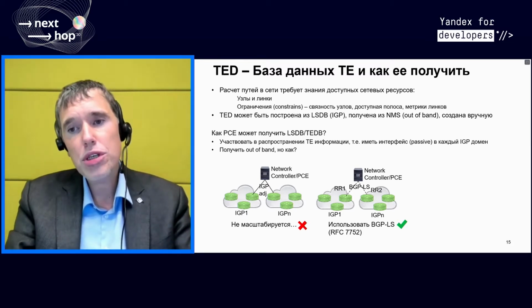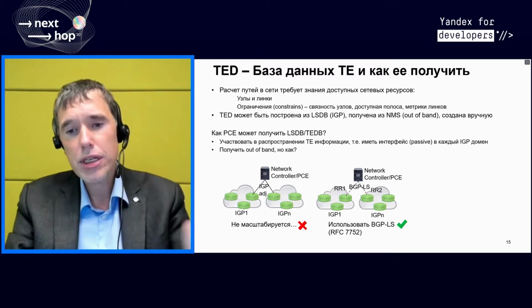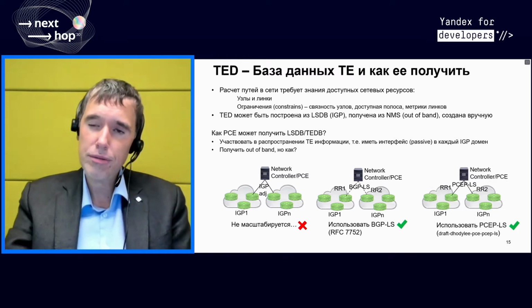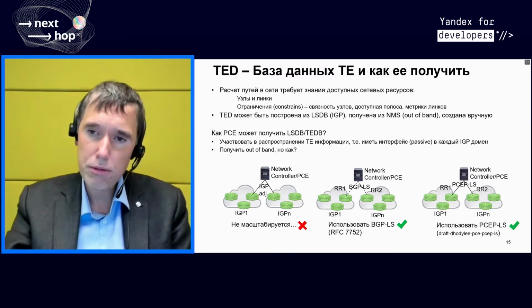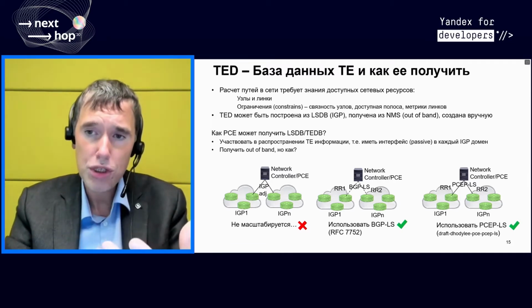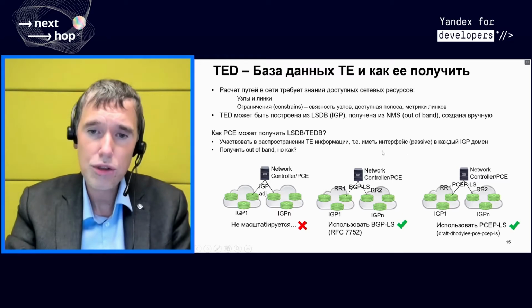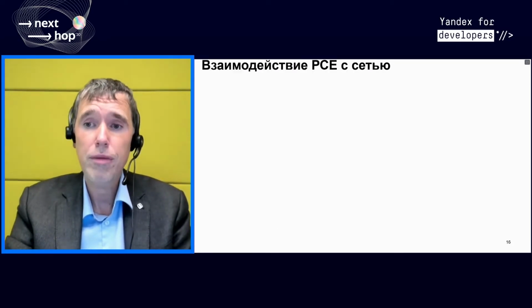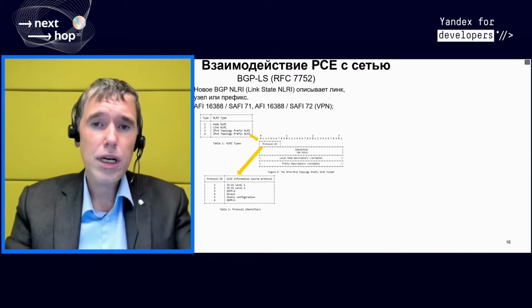The other option is to expand the BGP protocol, which is called BGP link state. I'll tell you more about it later. And we can have the traffic engineering database via the PCEP protocol. The industry currently uses both approaches, but the most common one is called BGP-LS.